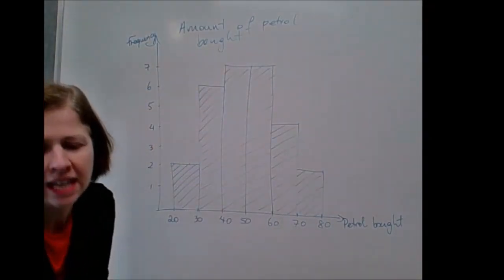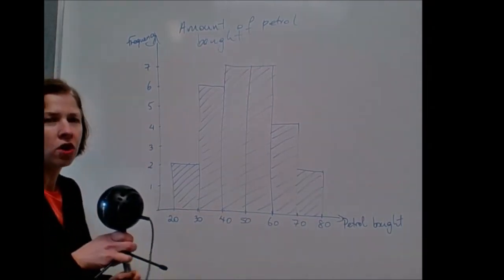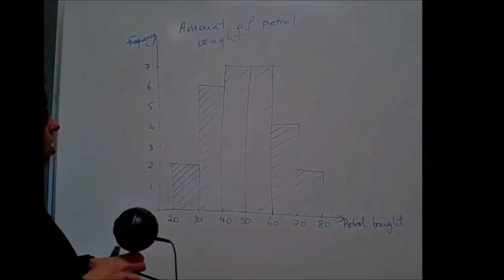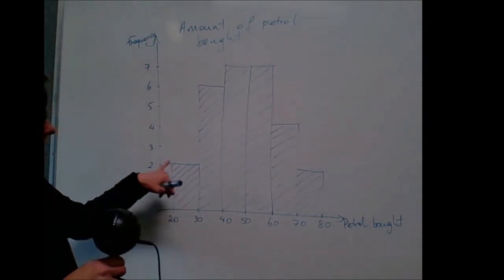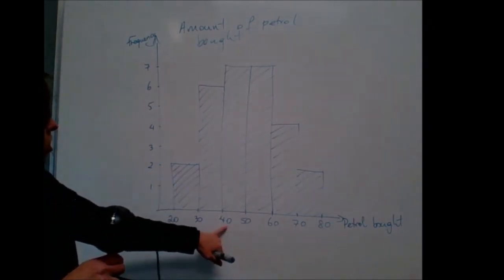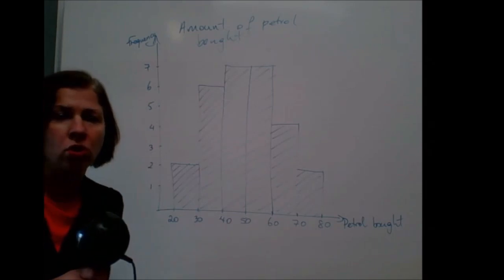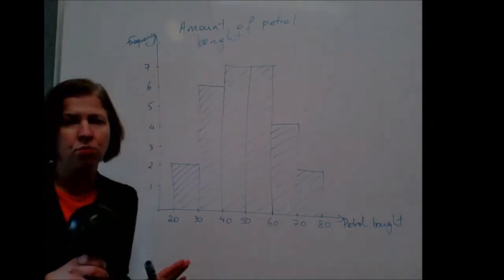So what I've got here, bring this a bit closer, is the different heights. The height of this one between 20 and 30 is 2. The height between 30 and 40 is 6, all corresponding to the table that we drew in the previous section.